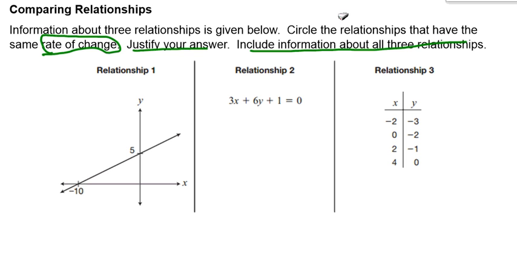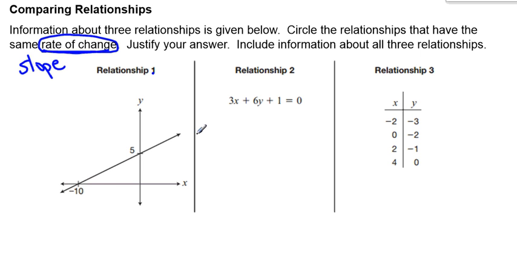So what is this a question about? Well, it's about rate of change. So we need to discuss and look at the rate of change of each of these 3 relationships. And what is rate of change? Well, rate of change is, we usually say slope.